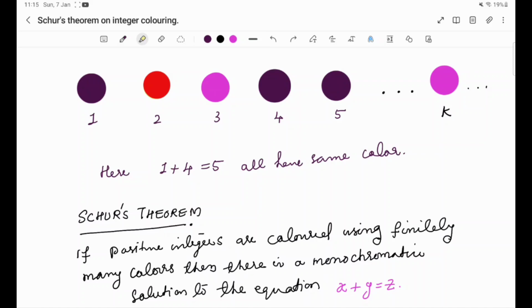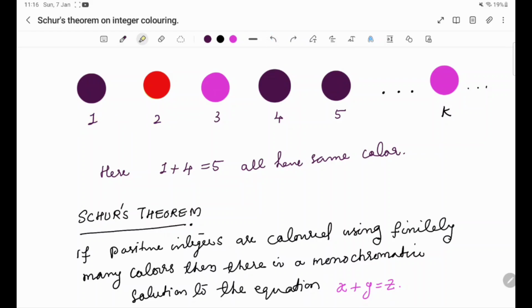Yeah. So suppose we have 1, 2, 3, 4, 5, 6, up to n, positive integers, and one wants to color all these integers with finitely many colors. For example, suppose I have these colors like violet, red, pink, or all these 3 colors. I am going to color all integers.